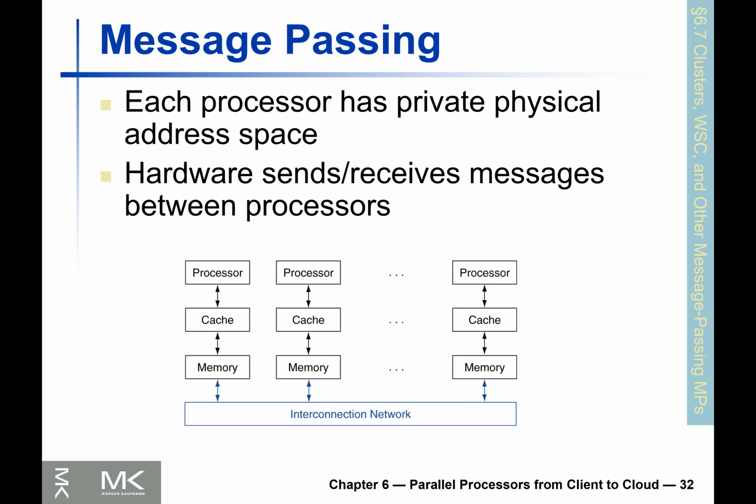Let me go to the main purpose of this. Message passing. Each processor has a private physical address space. Hardware sends and receives messages between processors. Now we saw that we have cache and memory. This is a physical address space for it.